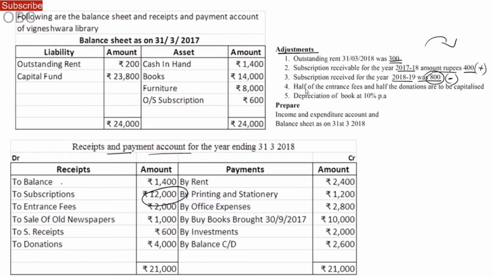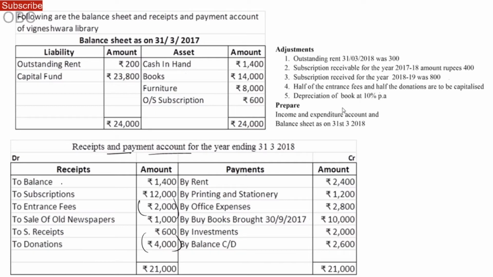Next, half of the entrance fees and half of the donation are to be capitalized. Here we always get this common statement that entrance fees and donation will be capitalized. Half of the entrance fees, that means 2,000 rupees should be capitalized. In that you need to capitalize half, that means 1,000 rupees. Next, the donation is 4,000 rupees. In that, half means 2,000 rupees should be capitalized. So one half will be entered in the income and expenditure account and the other half will be entered in the capital fund on the liabilities side.